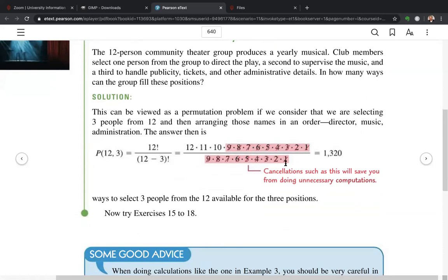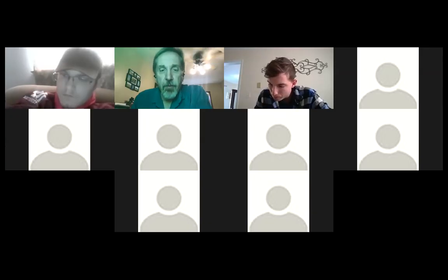They're showing you every single step, but you could have just canceled 9 factorial over 9 factorial, and you're left with 12 times 11 times 10. And when you multiply that out, you get 1,320. That means there's over 1,300 different ways that they could choose a director, a musical director, and a business manager for this show. All right, so that's a nice example of a permutation.